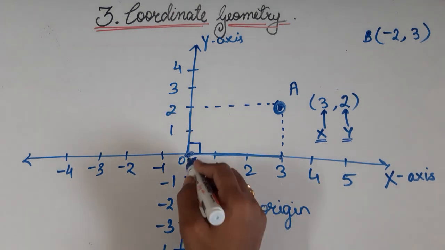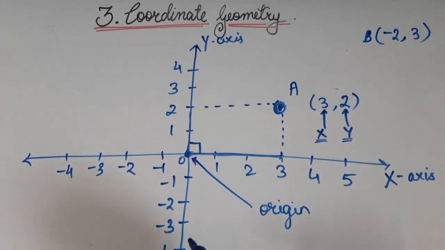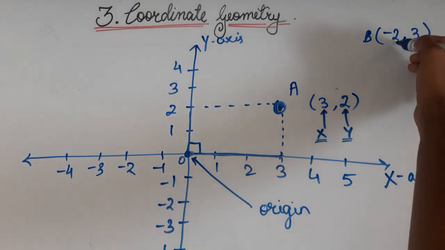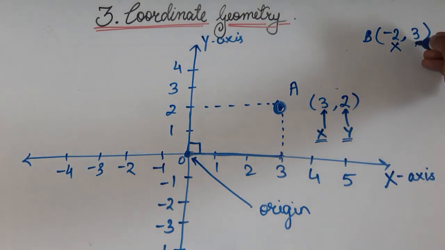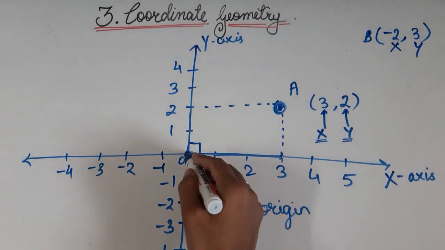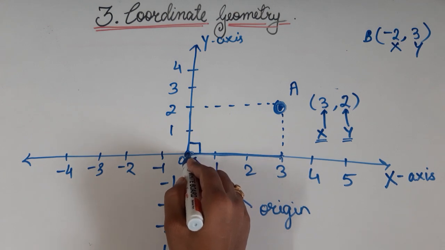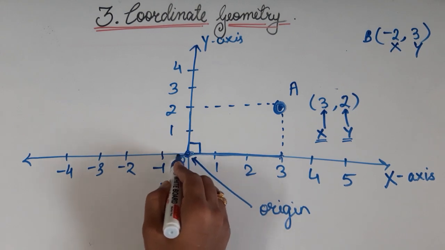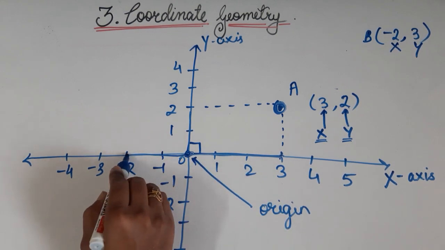So what you will do, always begin with the origin. You are standing at the origin. Now the x coordinate is -2 and the y coordinate is +3. So from the origin, x coordinate -2: on the x axis, since there is a minus, you will go left of the origin by 2 units. So you will reach -2.